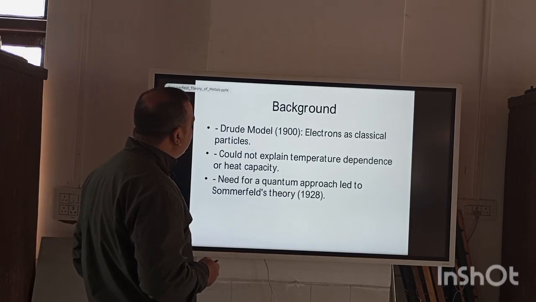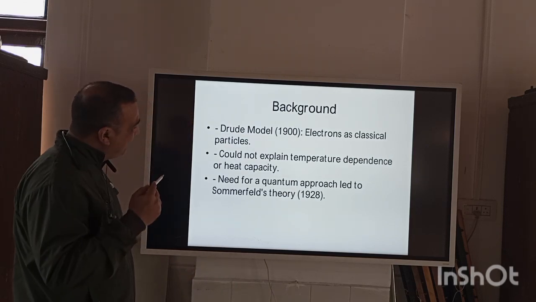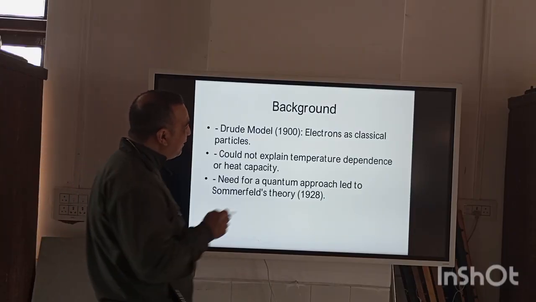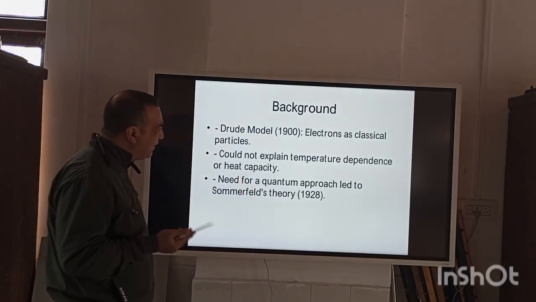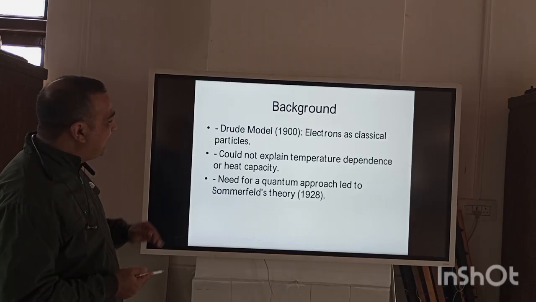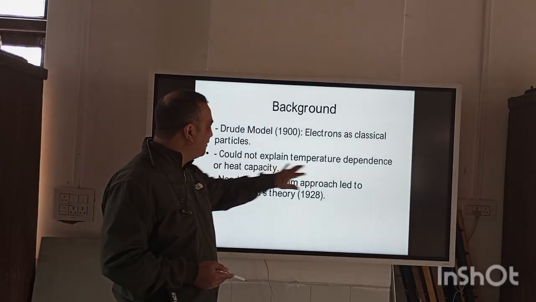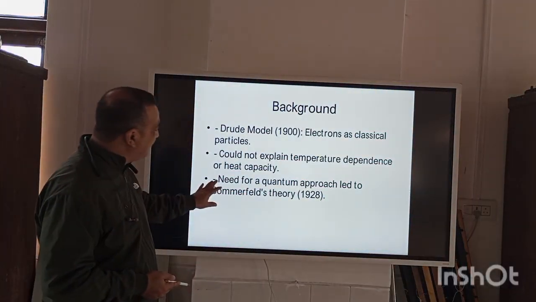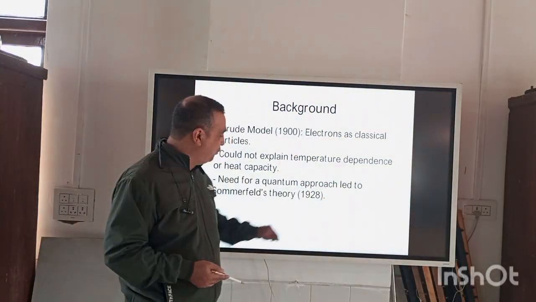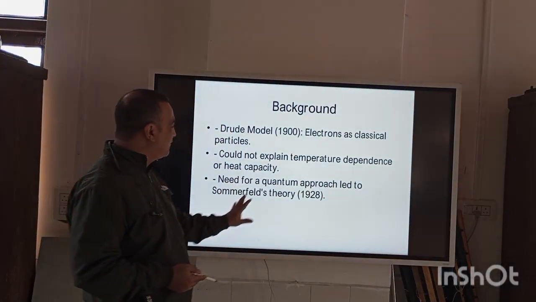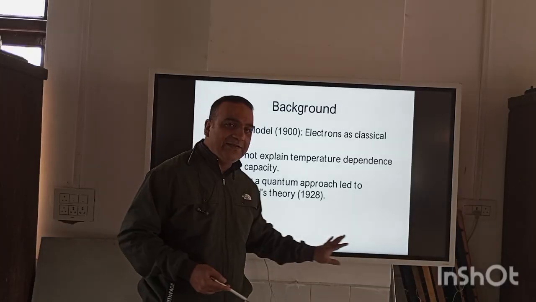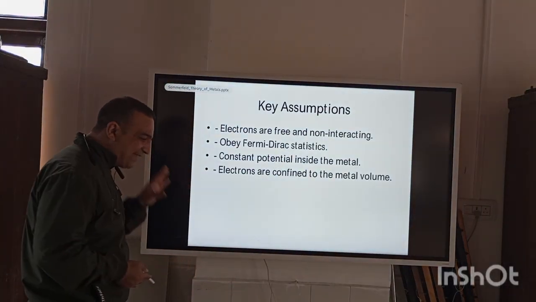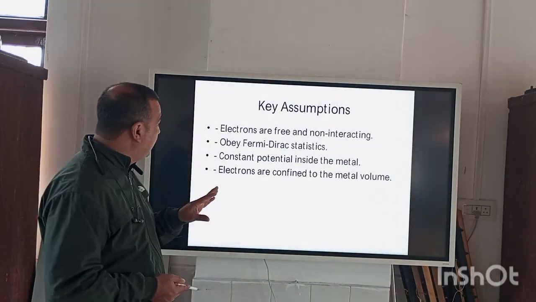gas. So the background is that the Drude model was given in 1900, with electrons as classical particles. We have done that, and it fails to explain the temperature dependence and heat capacity, as I was talking about. So certainly there is a need for a quantum approach, and this quantum approach was given by Sommerfeld in 1928. So what are the key assumptions of Sommerfeld's model?